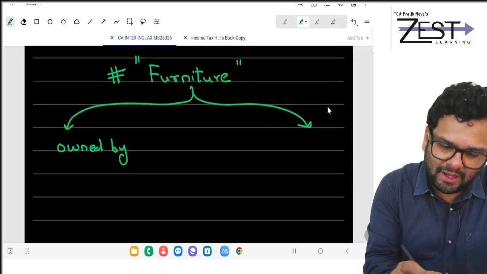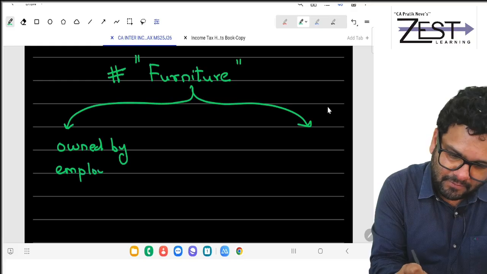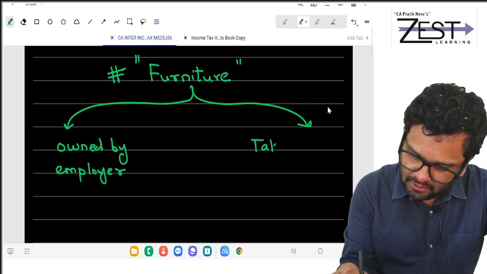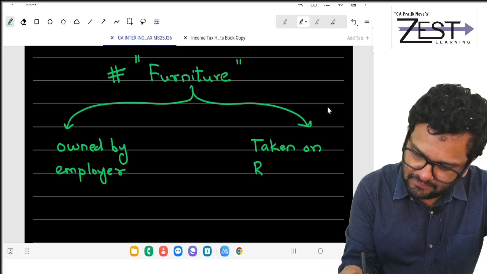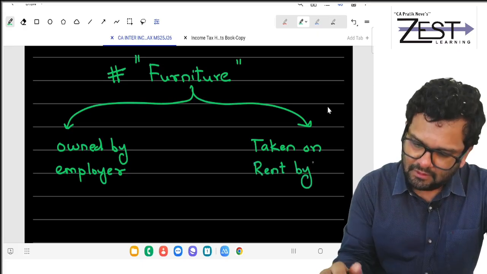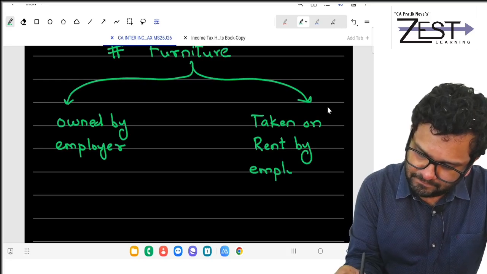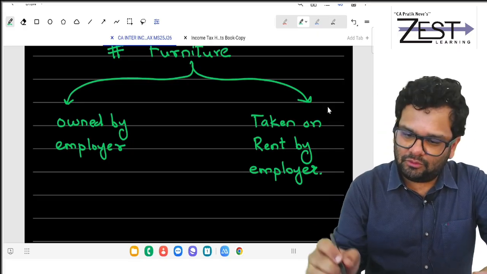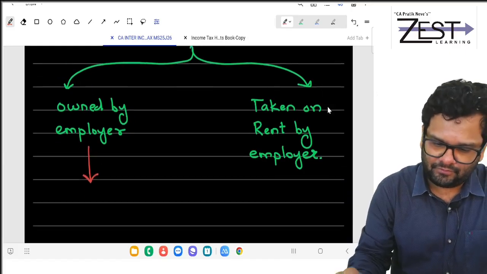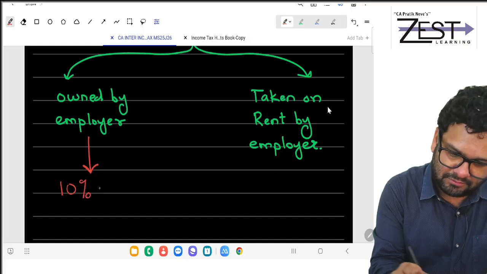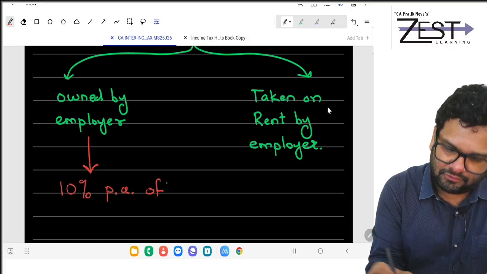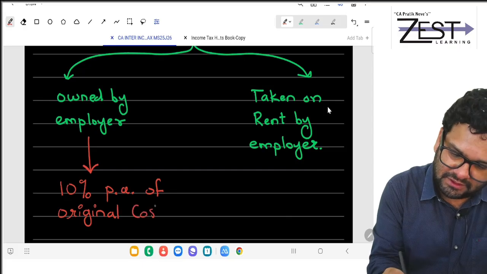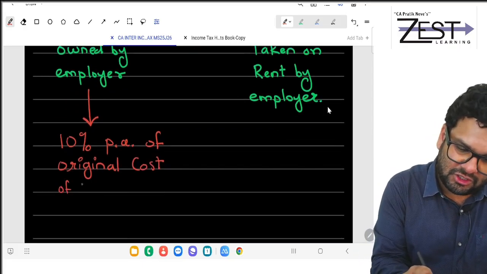Furniture could be what? Owned by employer. Or second possibility, taken on rent by, of course, employer. Done. If it is owned, then can you guess what will be the value? 10% per annum of, not WDV, 10% per annum of original cost of asset.